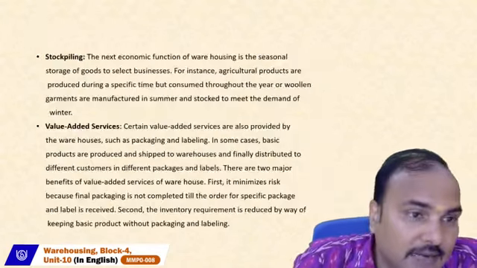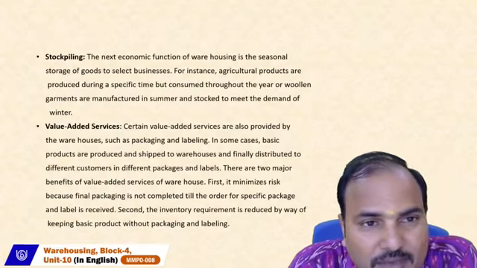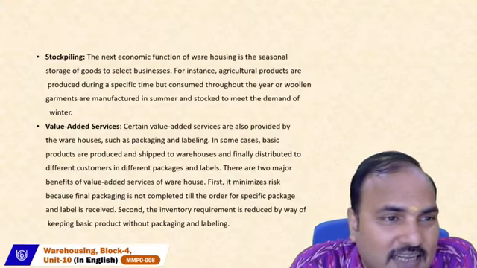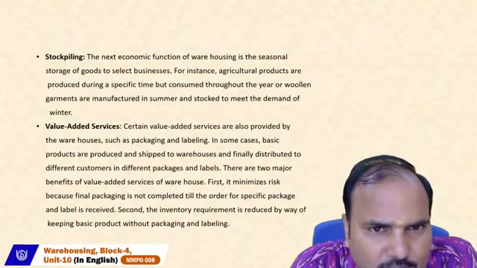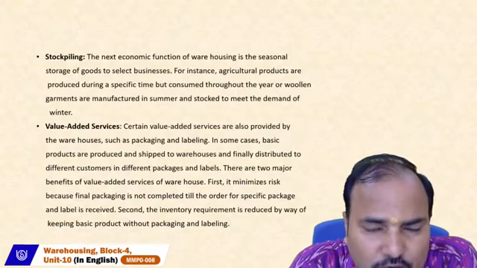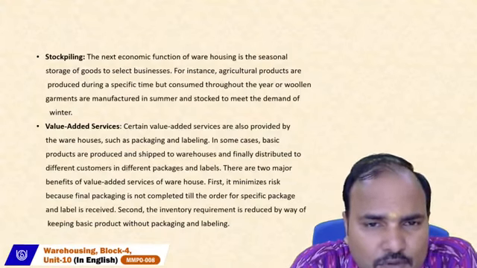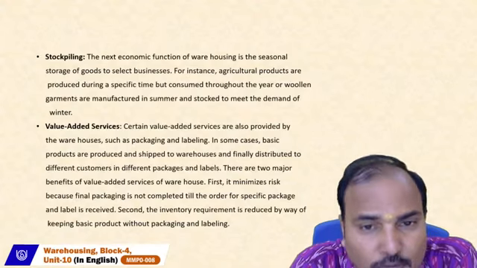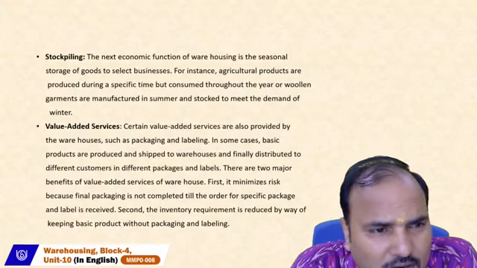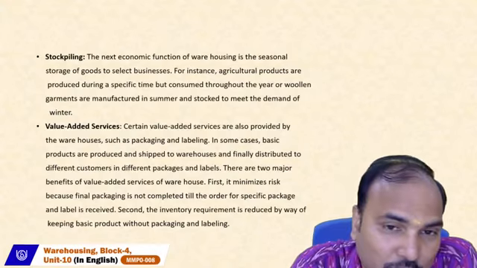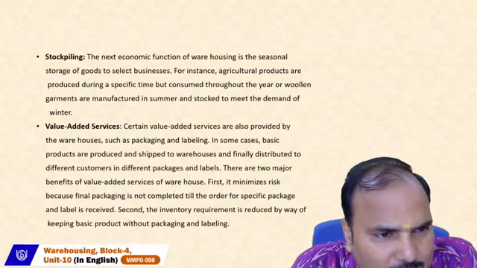Okay. Then another is stock piling. The next economic function of warehousing is the seasonal storage of goods. For example, agricultural products are produced during a specific time, not all the time throughout the year, but are consumed throughout the year. Or woolen garments are basically manufactured in summer and stocked to meet the demand of the winter. So here it occurs by stock piling.